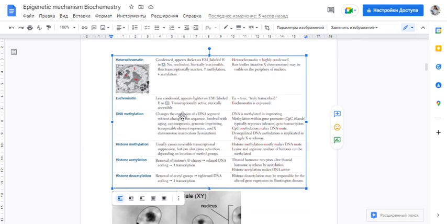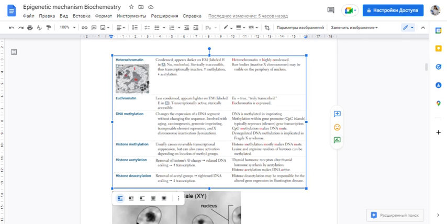And again, histone acetylation will remove histone positive charge, and it will release DNA coiling, and it will be transcribed then. On the other hand, when you deacetylate histones, it will remove the acetyl group, and it will actually tighten DNA coiling and decrease transcription.